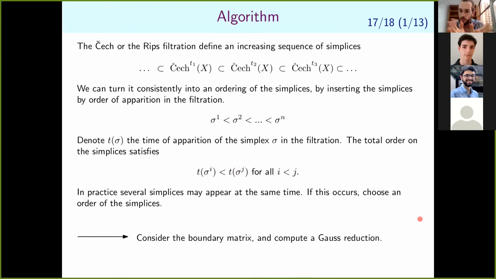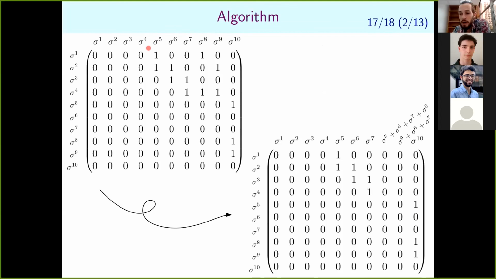I add simplices one by one. How do I compute the homology of this? I take the boundary matrix and I apply a Gauss reduction, as we have seen already. So this is the same example as last week. My filtration could look like that. In the boundary matrix, I write the boundary of each simplex.